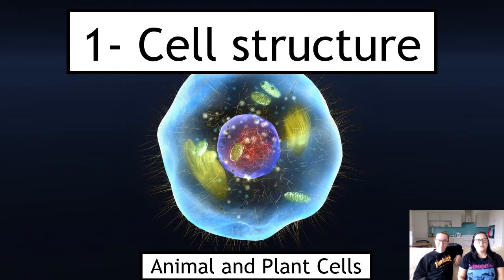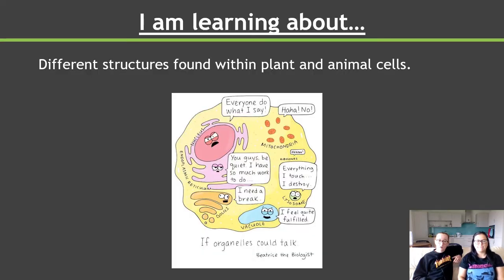Hi there. Okay, so we're on to section 2 of the first year, cell structure, and we're going to be having a look at animal and plant cells. In this video, we're going to be discussing the different structures found within plant and animal cells, whereas we talked about kind of what they did in the last one. This time we're actually going to look at them in a bit more detail and see what they look like.